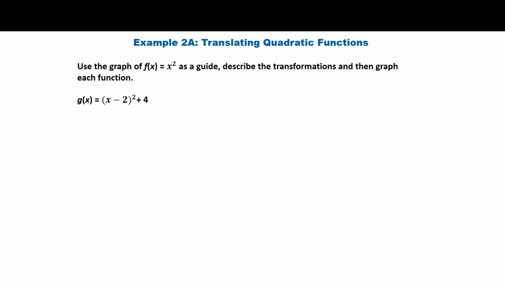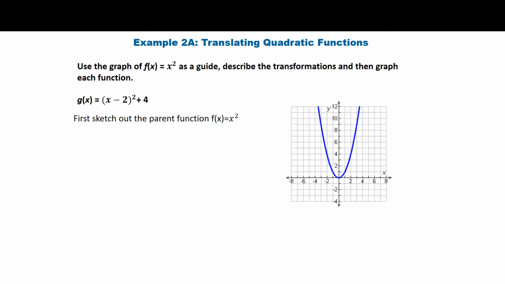An example: use the graph of f of x, the parent function, equals x squared as a guide. Describe the transformation and then graph each function. All right, so what is the first thing we want to do when we have our equation here? Well, first we want to sketch out what the parent function looks like, f of x equals x squared. Now you could actually do a table or a chart to see that, but I've done it for you.